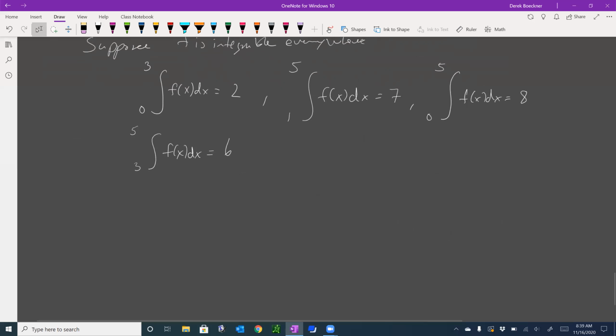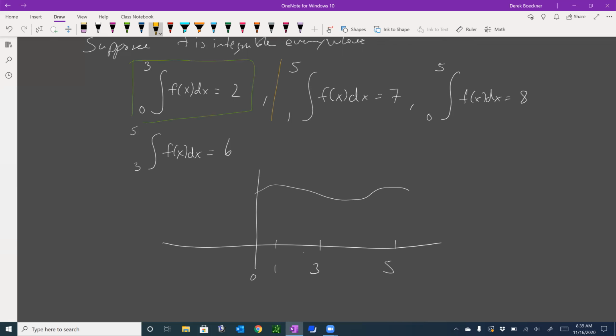So let's draw some pictures. I've got 0, I've got 3, I've got 1 as one of my boundaries, I've got 5. Okay. Got 4 different areas. So let's use 4 different colors here. Do green for that one, yellow for that one, blue, purple.